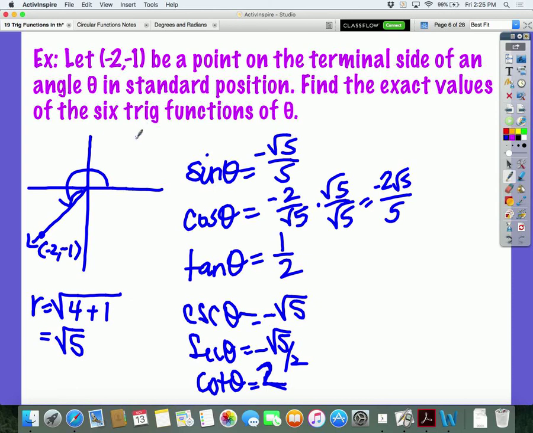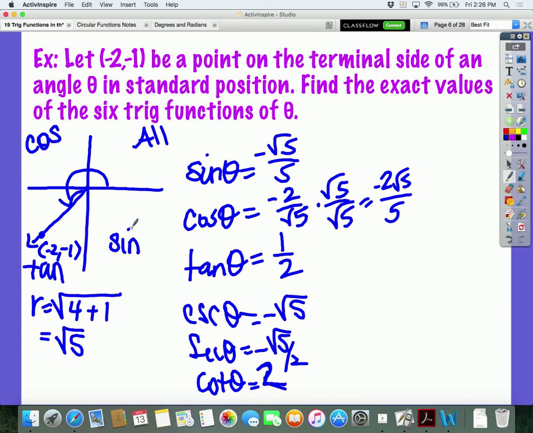Do realize that for an angle in standard position, when you're looking at the coordinate plane, in the first quadrant, all of sine, cosine, and tangent are going to be positive. In the second quadrant, cosine is the only positive one. In the third quadrant, tangent is the only positive one. And in the fourth quadrant, sine is the only positive one. As in their ratios.